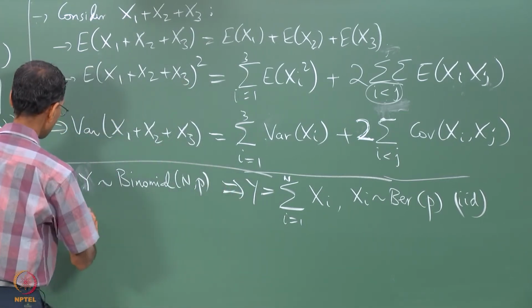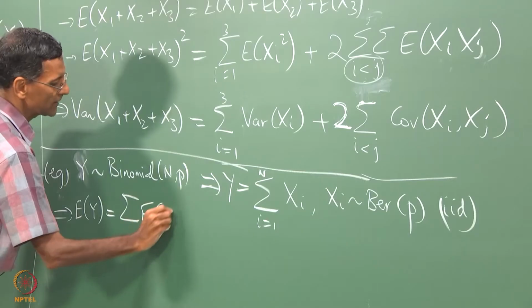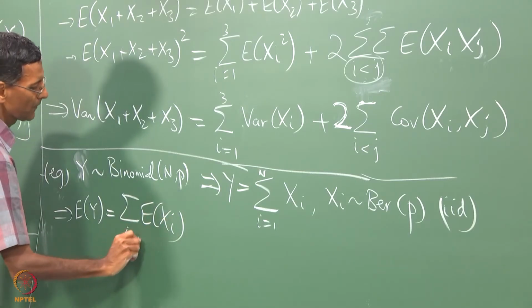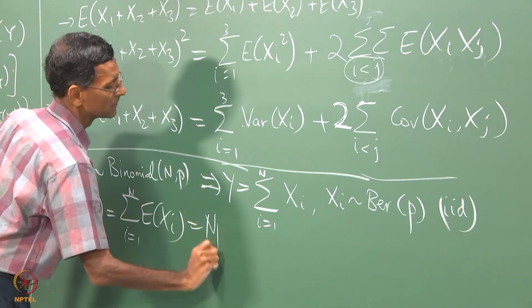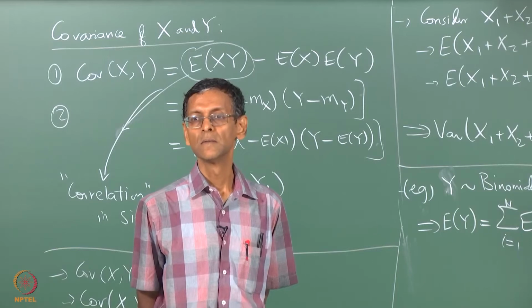So therefore what is E of y? It's just sigma E of xi. What is this? np. So I can get the mean in one shot, without worrying about any manipulations of the PMF at all, isn't it?